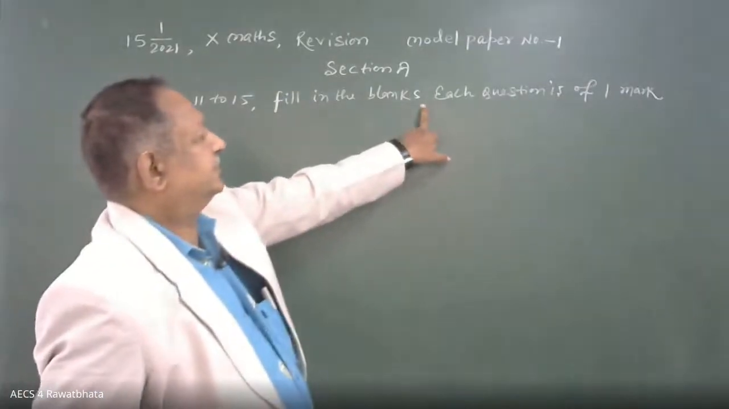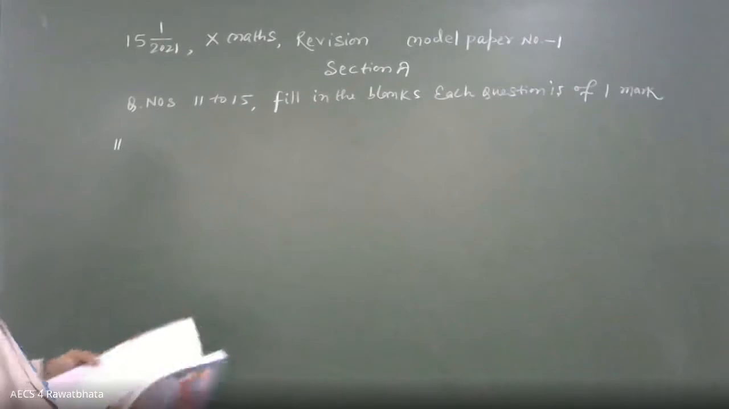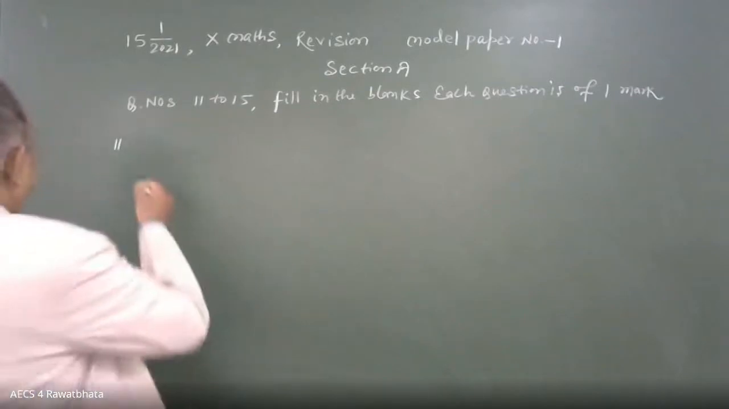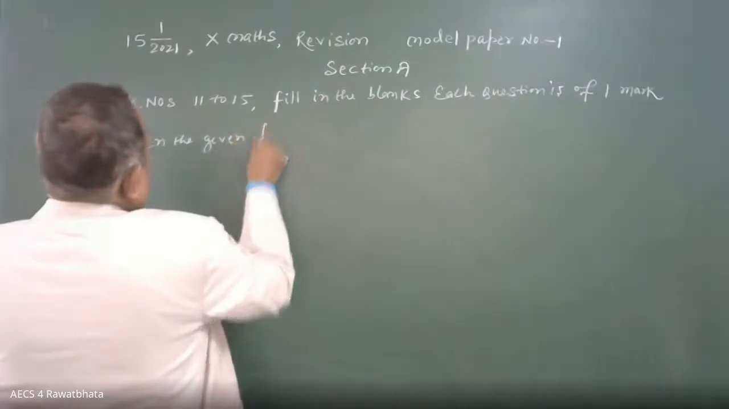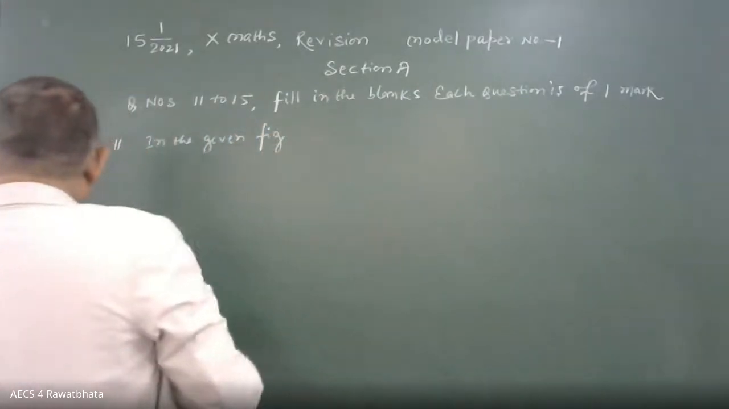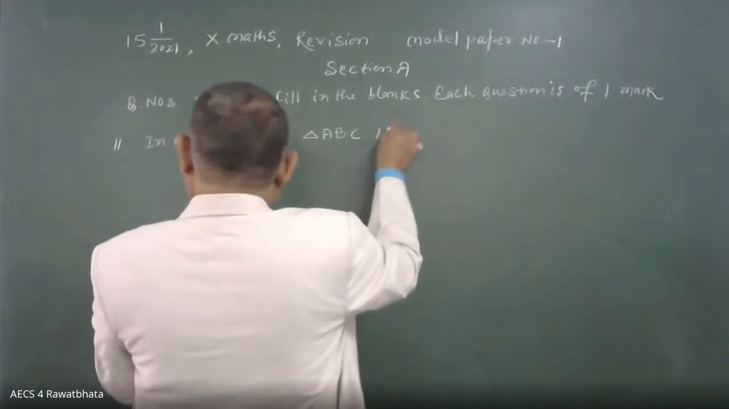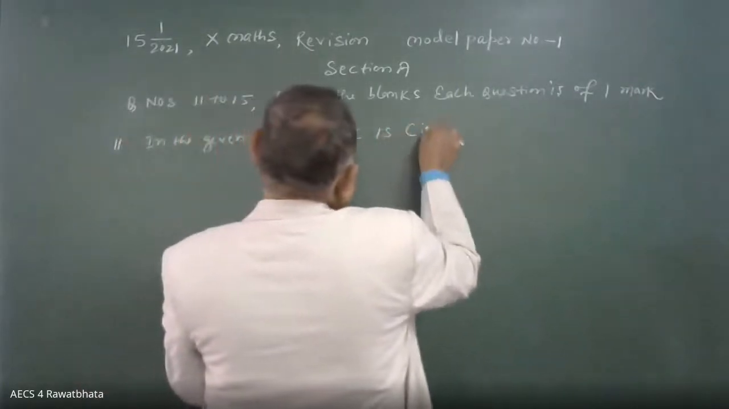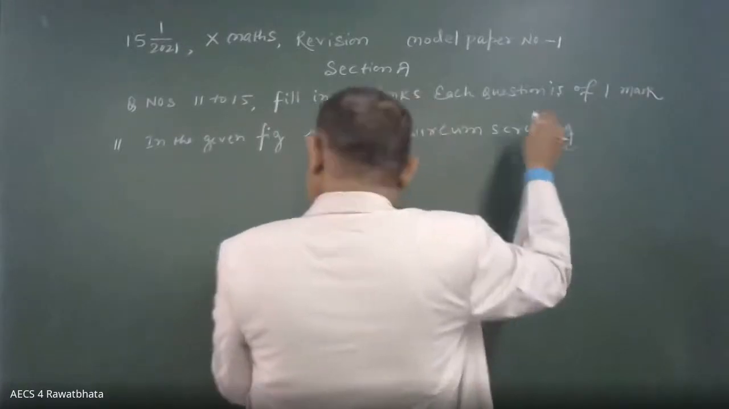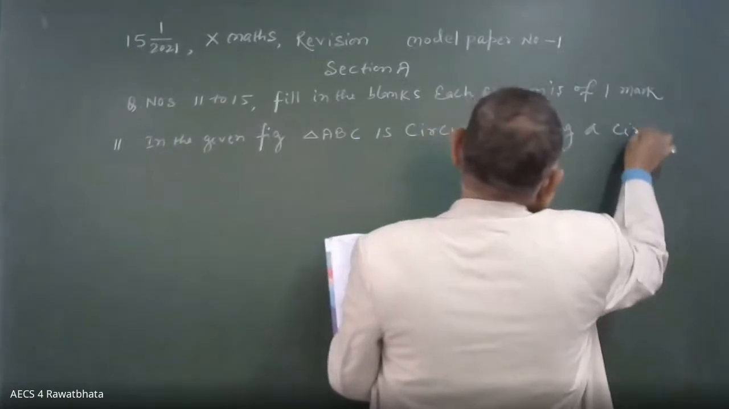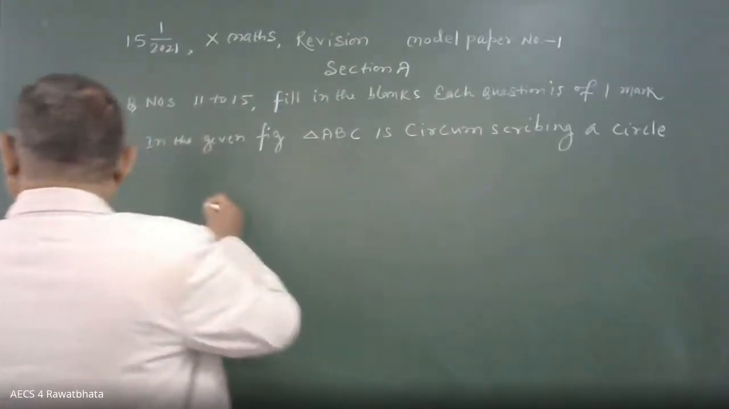Question number 11. In the given figure, triangle ABC is circumscribing a circle. The length of BC is dash centimeter.